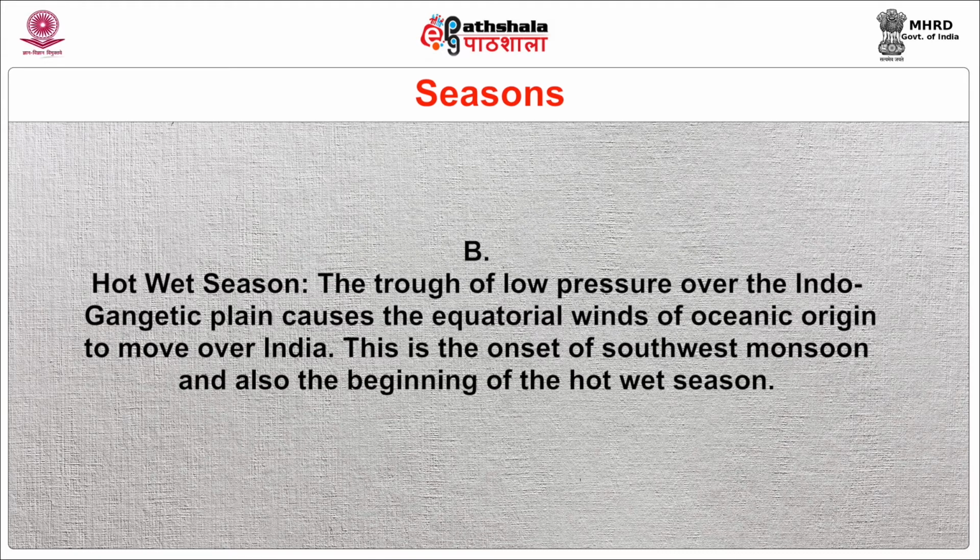The second season is the hot wet season. The trough of low pressure over the Indo-Gangetic plain causes the equatorial winds of oceanic origin to move over India. This is the onset of the southwest monsoon and also the beginning of the hot wet season.